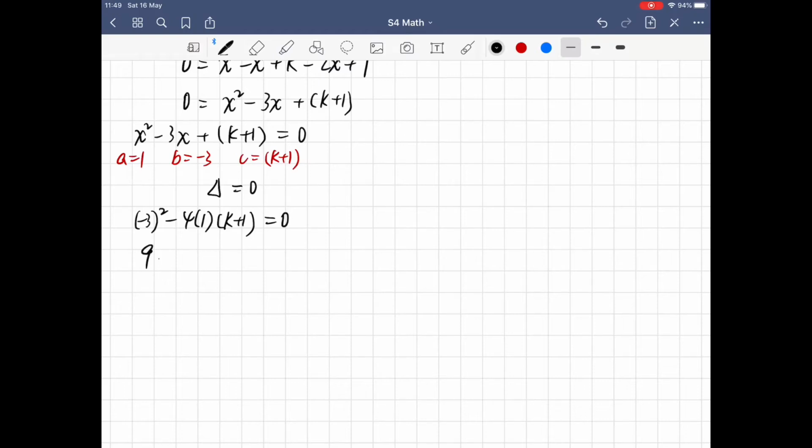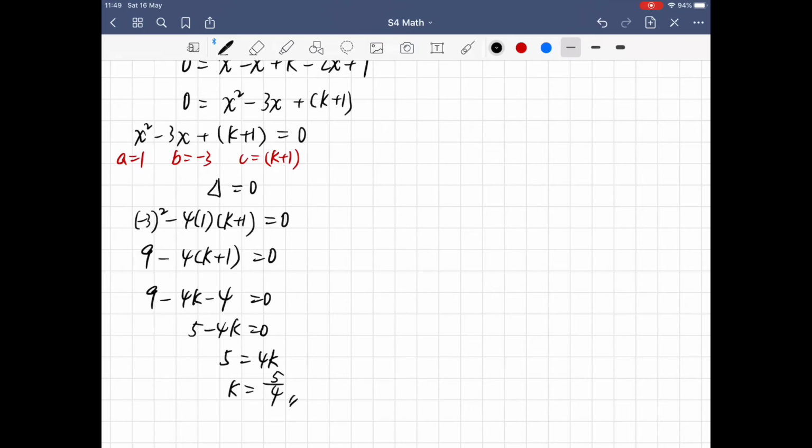And we have 9 minus 4 times k plus 1 equals 0. And we have 9 minus 4k minus 4 equals 0. And finally, 5 minus 4k equals 0. So 5 equals 4k, and k equals 5 over 4. Then we have finished part A of the question.